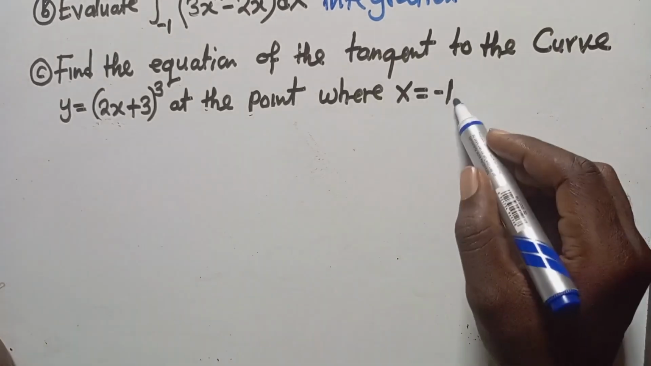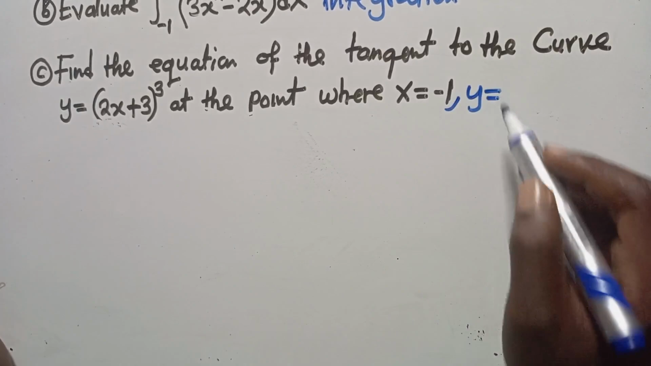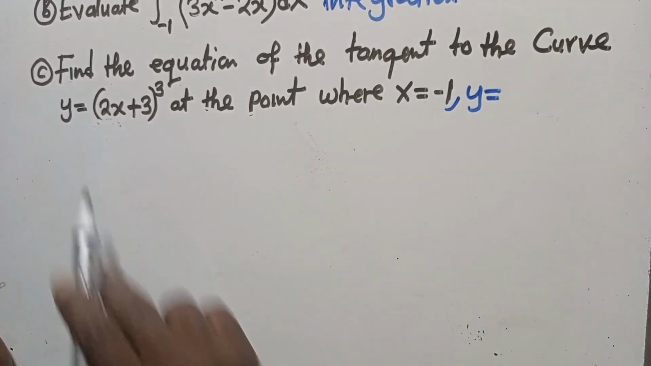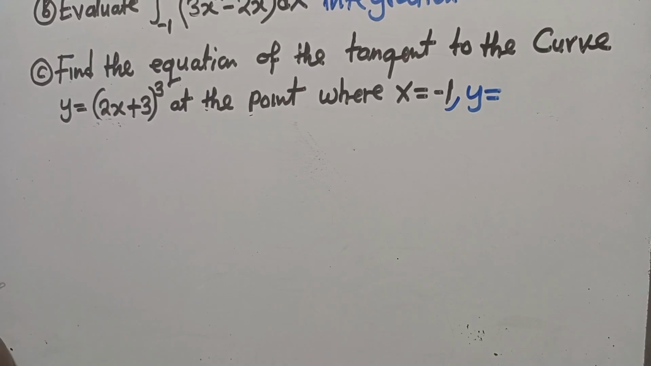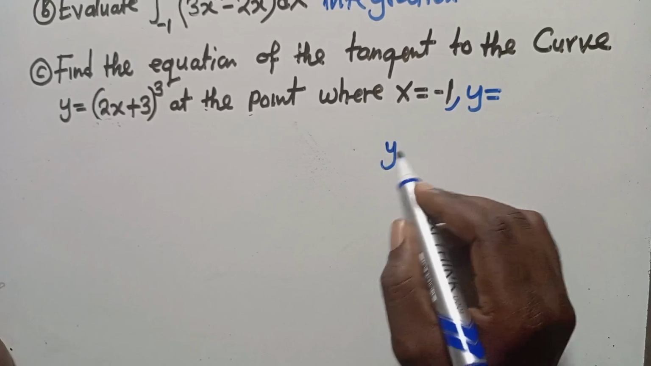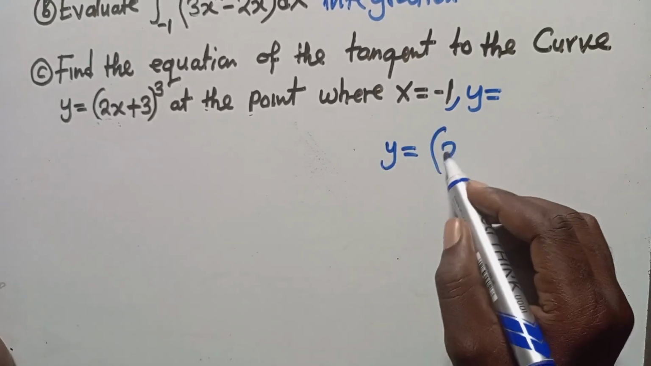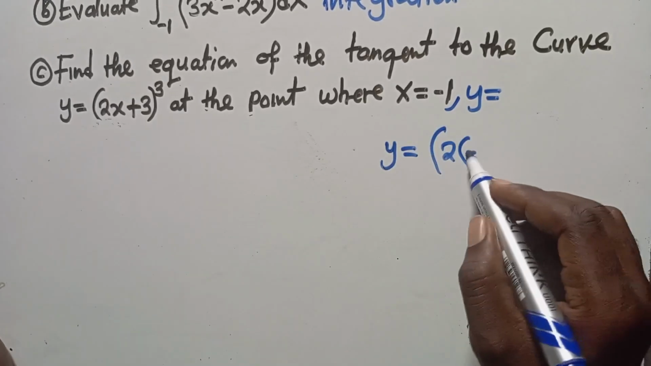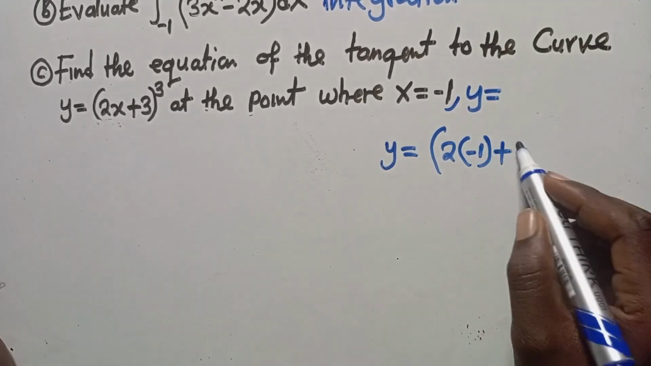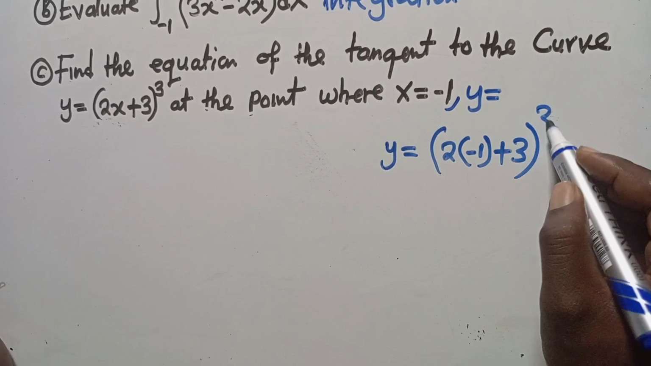You can find the value for y. So let us find the value for y. Where there is x, we put negative 1 so that we find the value for y in advance. So you get to answer these questions in different ways. So y is equal to 2, where there is x, I put negative 1. So negative 1 plus 3, like this, then power 3.